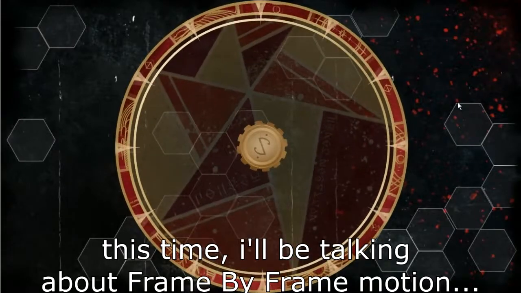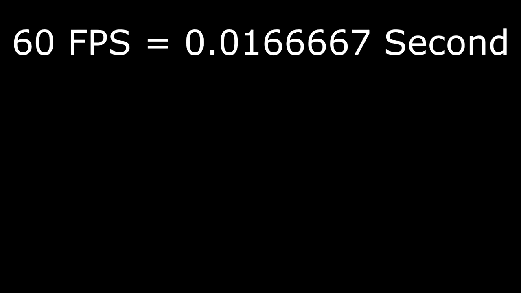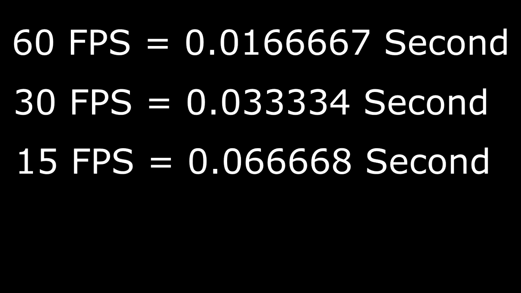I'm back. This time, I'll be talking about frame by frame motion. How does it look like, you might ask? Well, let's talk about how many seconds for a single frame first. A single frame of 60 fps is equal to 0.01667 second. 30 fps is 0.0333 second. 15 fps is 0.0667 second.